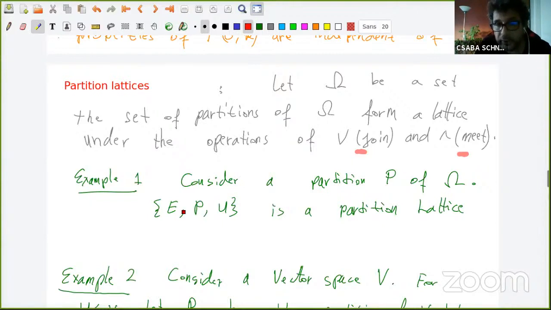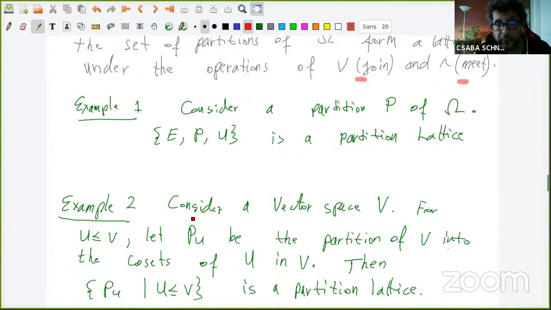So in this case, you would get precisely three partitions in the partition lattice generated by this partition. You would get the partition that we denote by E, which is the partition into singletons. You get the partition P, which you took, and you get the universal partition in which you have only one block. So this is a trivial partition lattice.